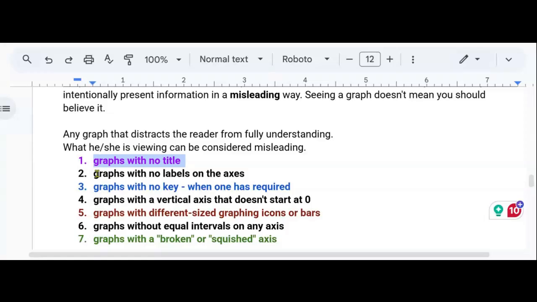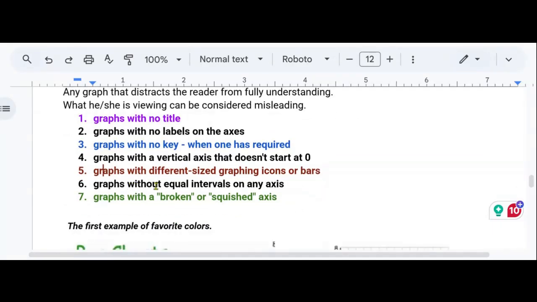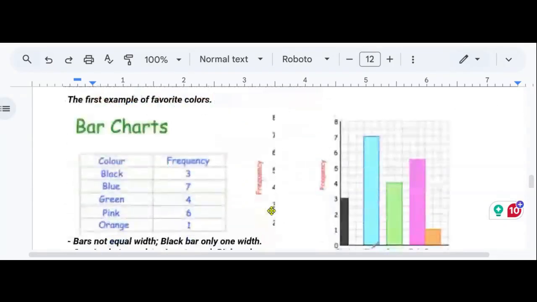For example, a graph with no title, or a graph with no labels on the axes, like the x-axis and y-axis. A graph with no key; I will show you what a key means. A graph with a vertical axis that does not start at 0. A graph with different sized graphs, icons, or bars. A graph without equal intervals on any axis. A graph with a broken or squished axis.